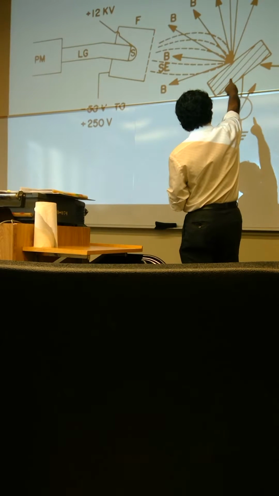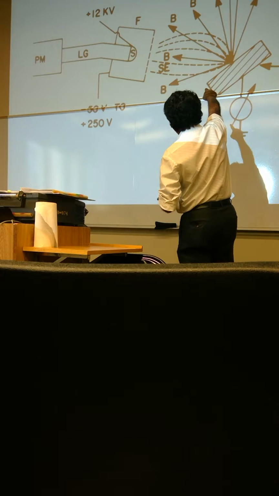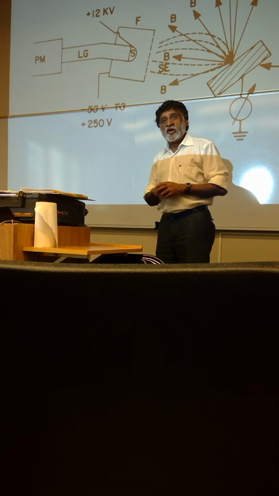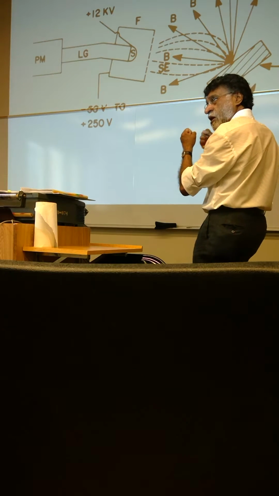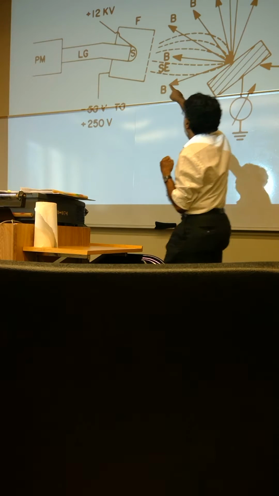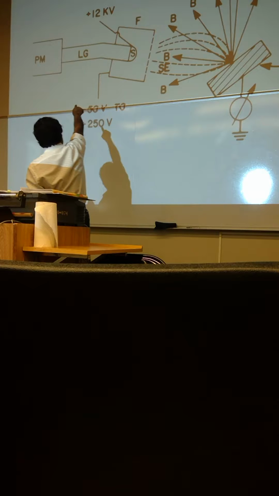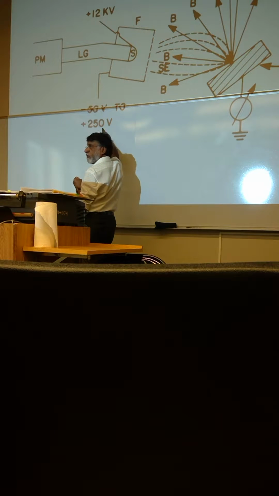So here's your sample. Here's the incident beam coming in. The B is the backscatter and SE is the secondary. In order to attract the secondary electrons, they are low energy, so what do you do? You put a kind of Faraday cage in front of your detector and put a charge on it.